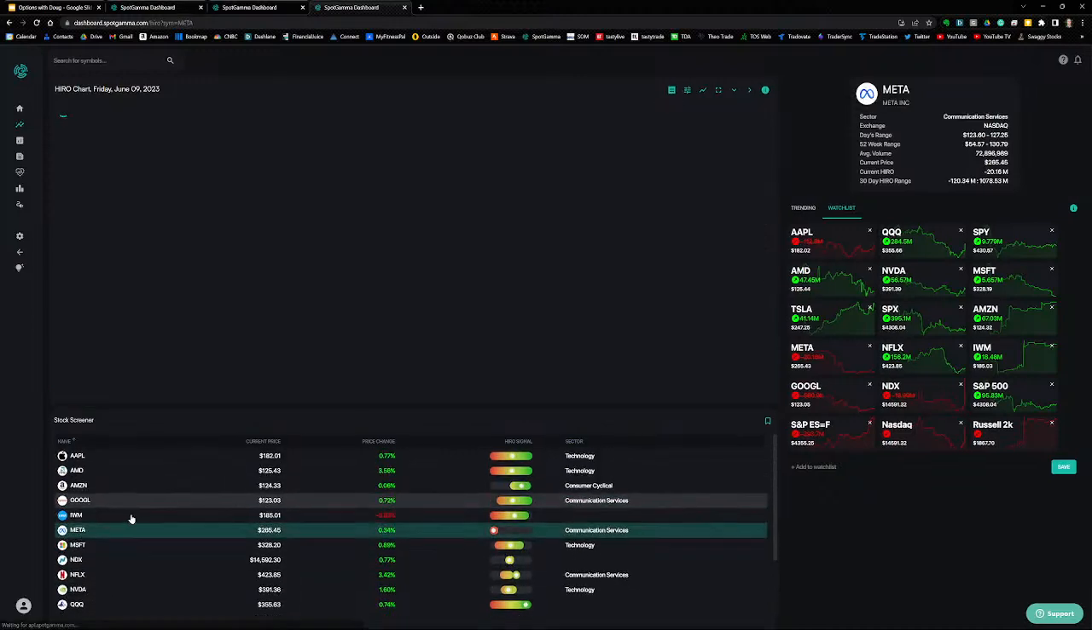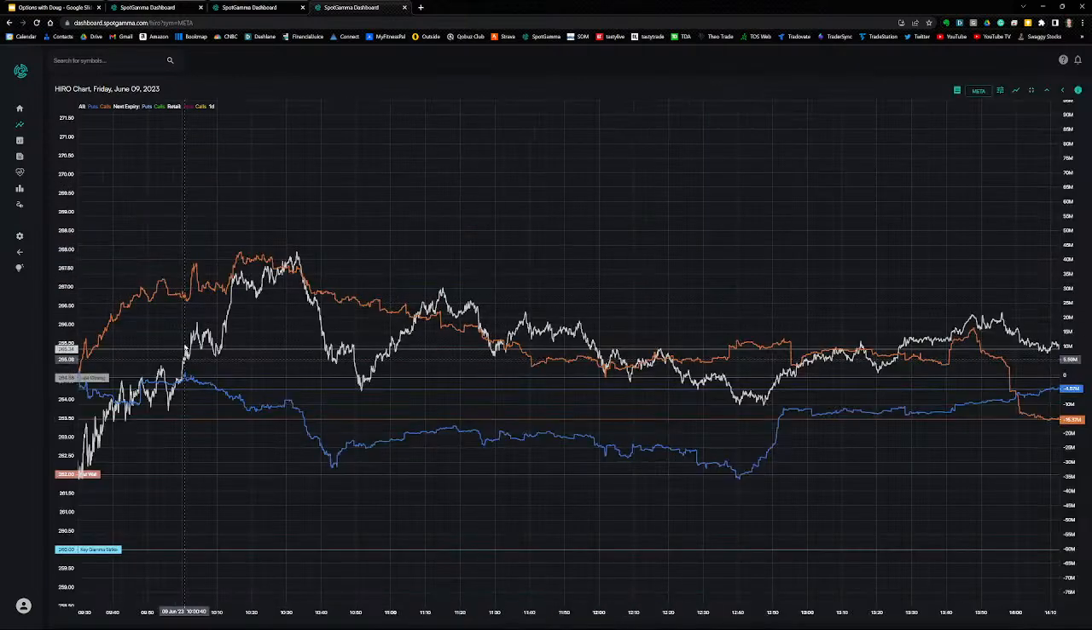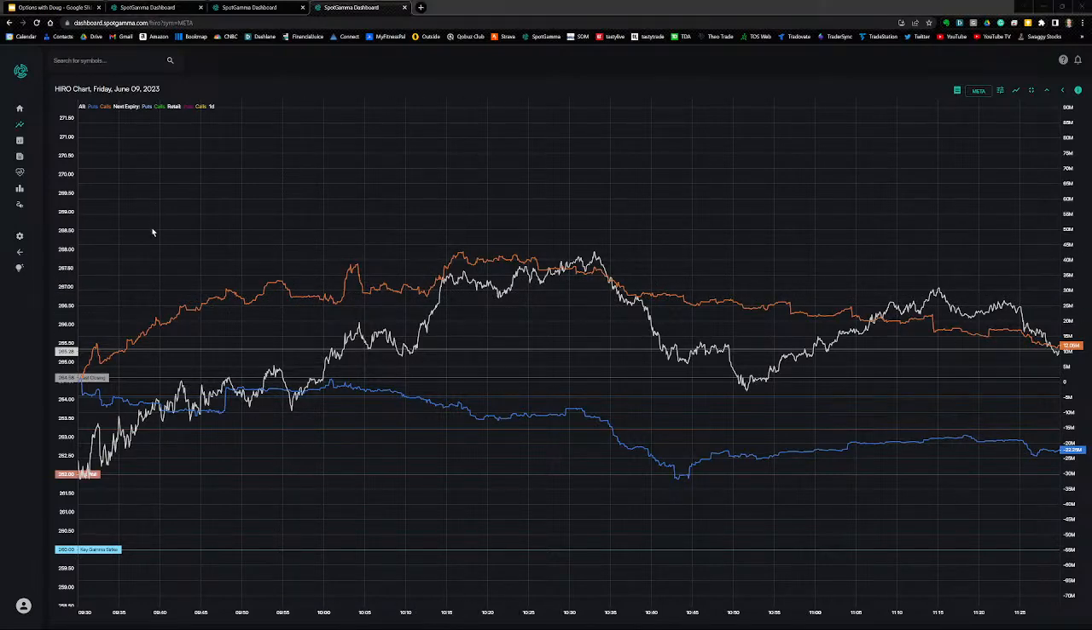All right, so for Meta, same idea. Call buyers right from the open, tripping over themselves to buy calls in Meta. You can see them on this rising orange line, driving price higher. And in the case of Meta, price found support at the 262 put wall.